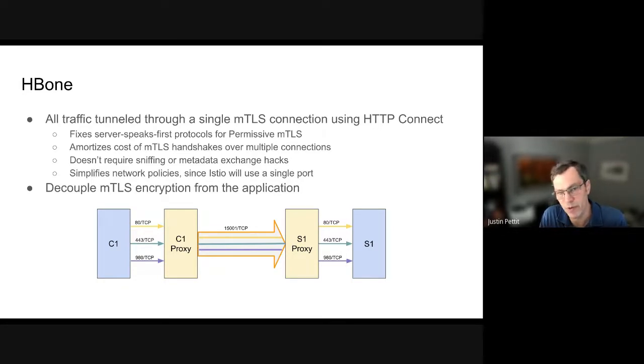And so it has a number of benefits. First, because it's on a predictable port and we're not doing an upgrade, it fixes the server-speaks-first protocol issues. We have, in theory, fewer MTLS handshakes because everything is sharing that one MTLS connection. The server-side proxy becomes much simpler because it doesn't need to do any of that sniffing or hacks that we've added to do metadata exchange. And it also makes the network easier to debug and to write network policies because all the traffic is just coming over that one Istio port.